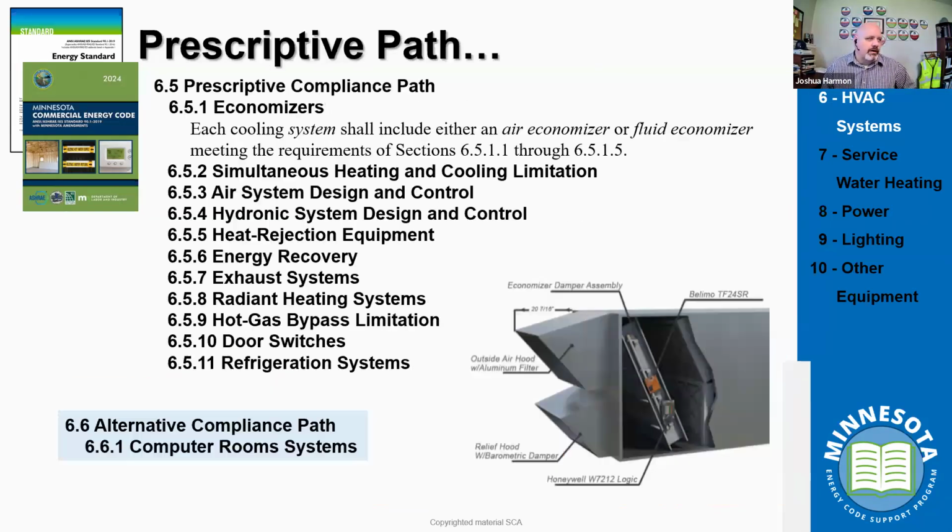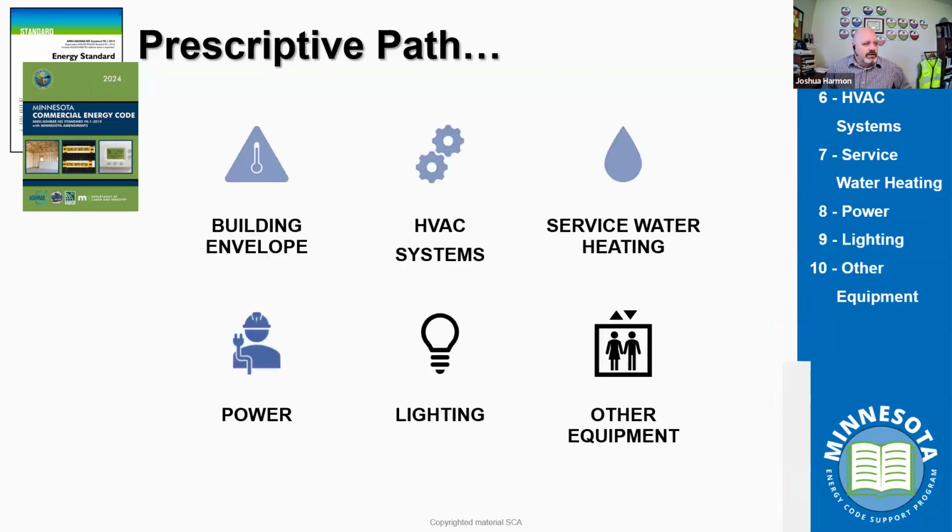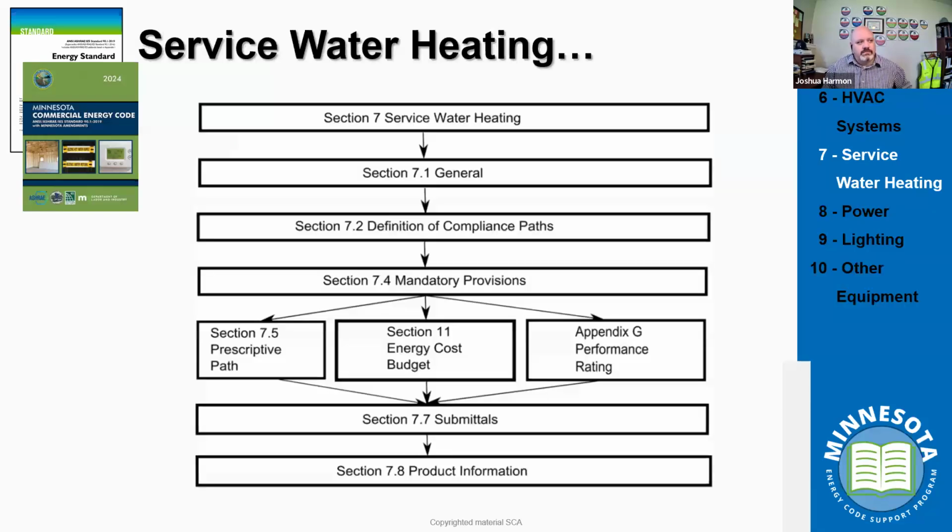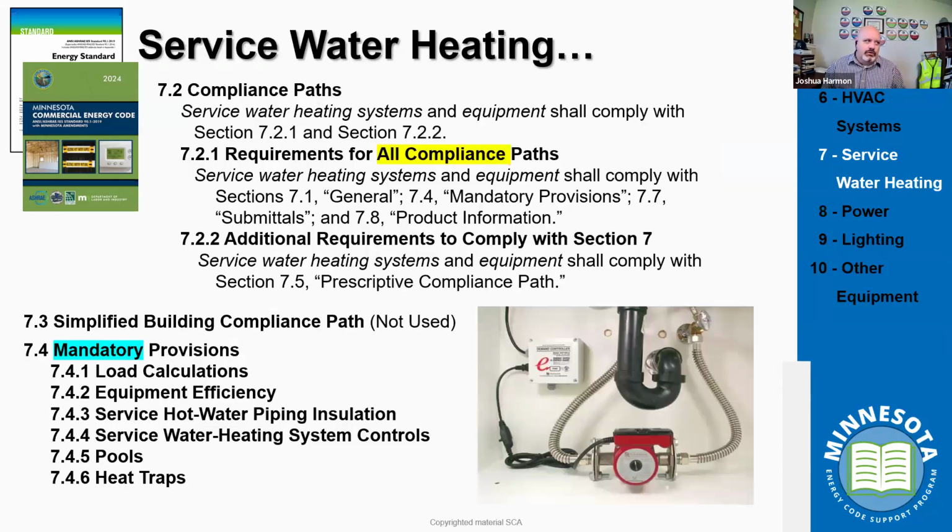There are some prescriptive requirements for economizers and when they need to be installed. What are the expectations and different controls, and we'll get more into that when we talk about considerations for mechanical installations. So moving on to service water heating systems, we know we follow that same expectation as far as, when we look at it from the compliance path, we're looking at it from a prescriptive compliance process. Again, we're going to review those sections.